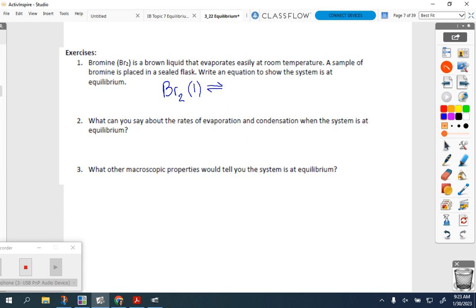Like the way the reversible arrow looks. Yeah. It's very satisfying. Yes. Agreed.